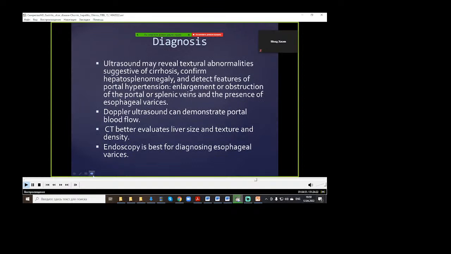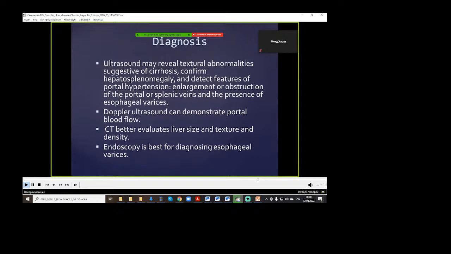Next, we may use ultrasound. Ultrasound may reveal textural abnormalities suggestive of cirrhosis, confirm hepatosplenomegaly, and detect features of portal hypertension, such as enlargement or obstruction of the portal and splenic veins and presence of esophageal varices. Then Doppler ultrasound can demonstrate portal blood flow and measure pressure in portal vein.